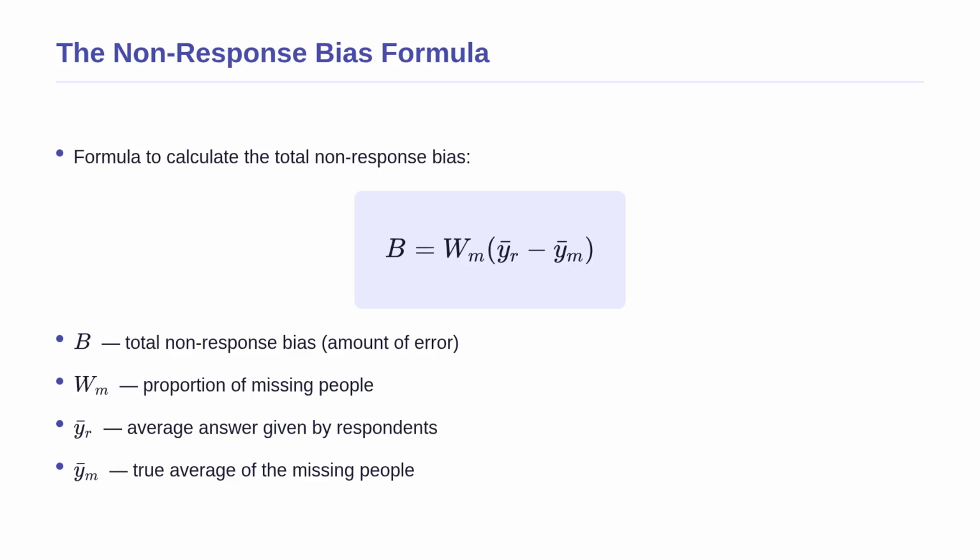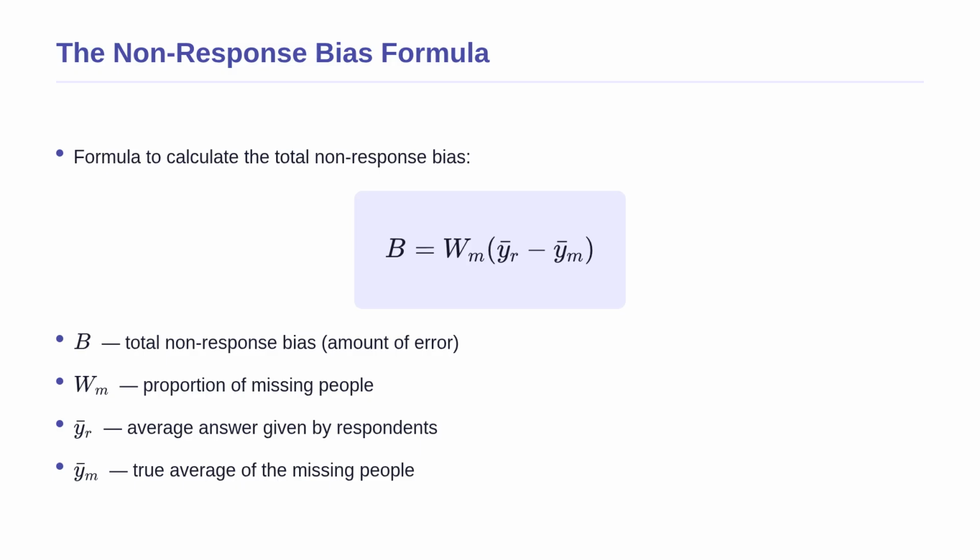Now that we know how to check the response rate, let us understand exactly how non-response bias destroys data accuracy when that rate is too low. This formula calculates the exact amount of error introduced. The symbol B represents the total non-response bias. W subscript M represents the proportion of missing people.